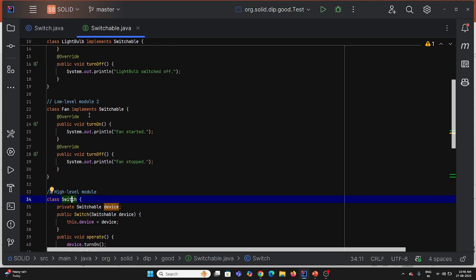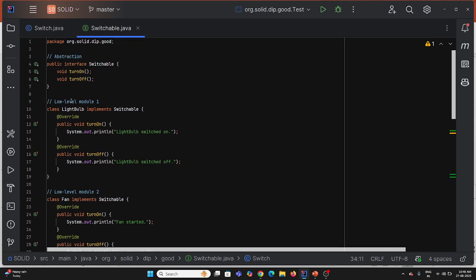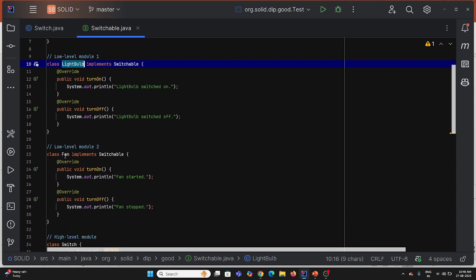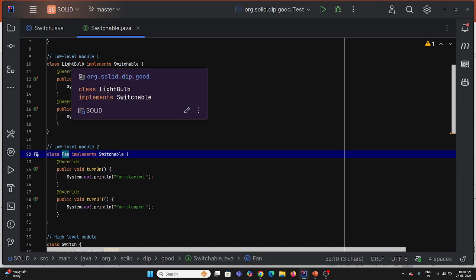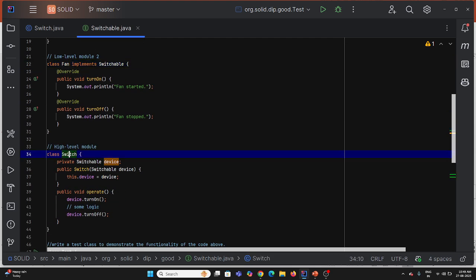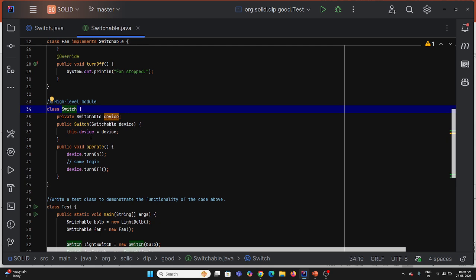It is easy to add any other low level module. In the previous example we had only a light bulb, and now here we have a fan also. Both low level modules should work seamlessly with this switch as the high level module, and it is very easy to add more low level modules.